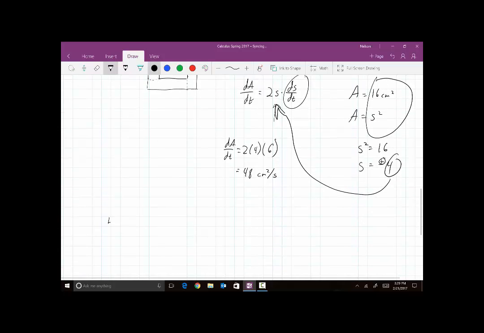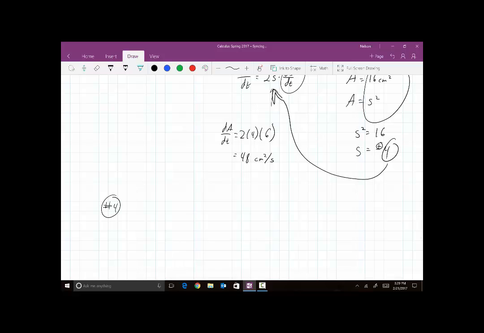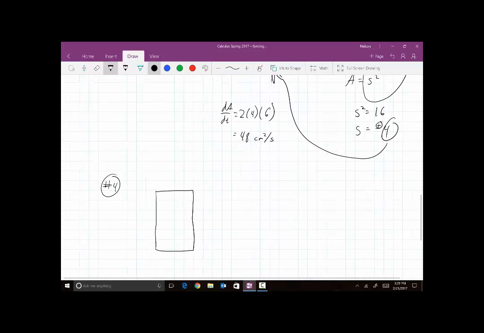Okay, let's do number 4. It says that the length of a rectangle is increasing at a rate of 8 centimeters per second. Okay, so this is a rectangle. We'll call this length, we'll call this width. It tells us that the length of the rectangle is increasing at a rate of 8 centimeters per second.